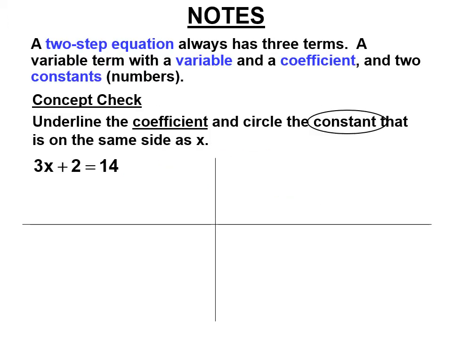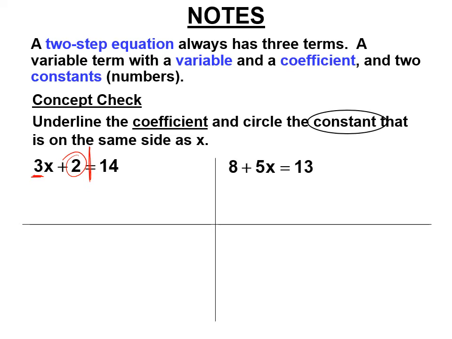All right, so we've got to make sure we know what a two-step equation always looks like. It has three terms: a variable term with a variable, a letter, and a coefficient, and two constants. So underline the coefficient. The coefficient is always the number that is multiplying our variable, our X. Now the other two numbers are always called constants, but we care about the constant that's on the same side of the equal sign that X is on. So we're going to circle that, and we're going to circle 2. All right, so the coefficient is 3, the constant on the same side is 2.